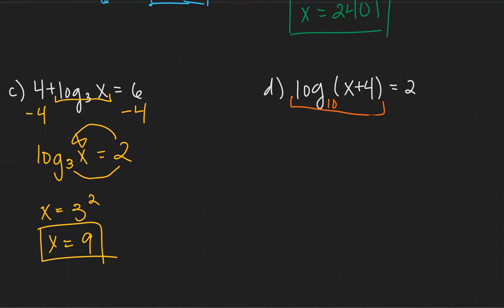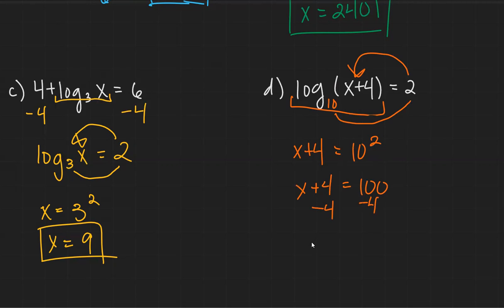Log part's already by itself, so let's proceed. Let's do 10 to the second power is equal to the entire expression we have in here, x plus 4. So x plus 4 is equal to 10 squared. What's 10 squared? That's 100. x plus 4 is equal to 100. Subtract 4 on each side. What do we get? 96. Coolio.